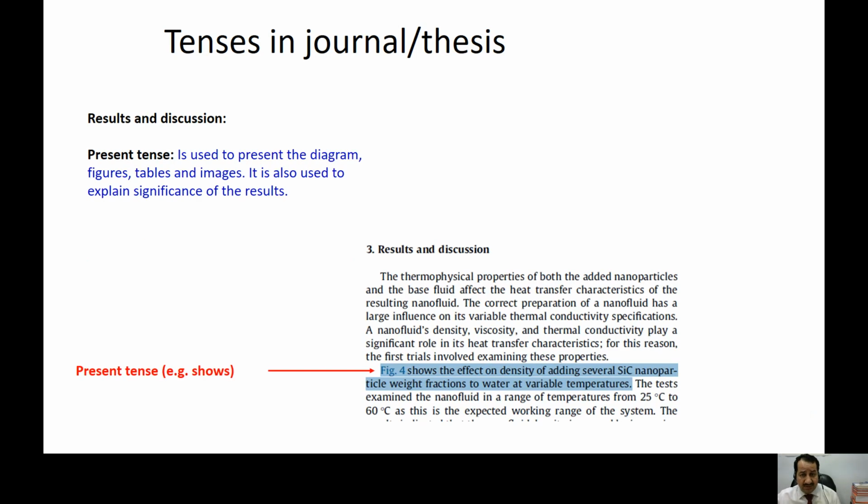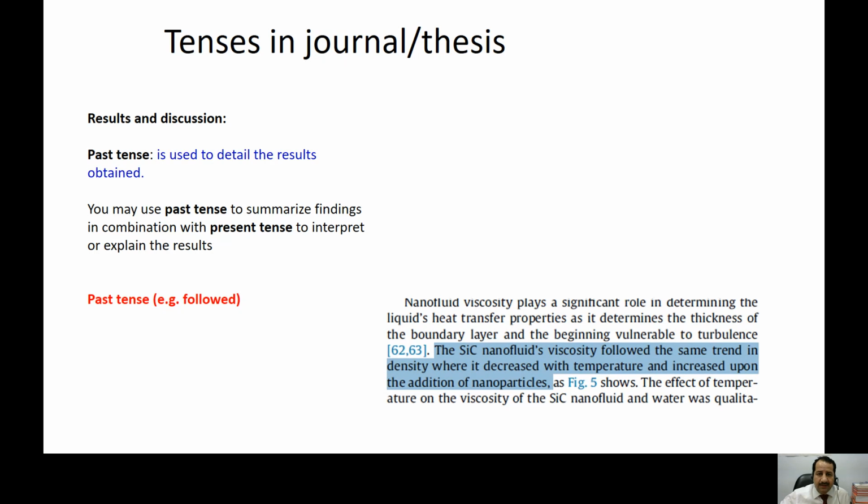For results and discussion, you mainly use present tense to present the diagrams, figures, tables, images, and also to explain the scientific significance of the results. Example, see here from the same paper, "Figure 4 shows," you see here, shows, and I start talking about it. Also, past tense is used to detail the results obtained. Example: the SiC nanofluid viscosity followed, you see here, followed the same trend, and then I start talking about it.